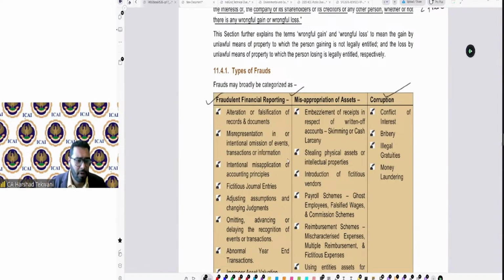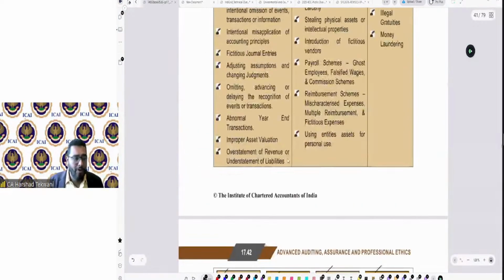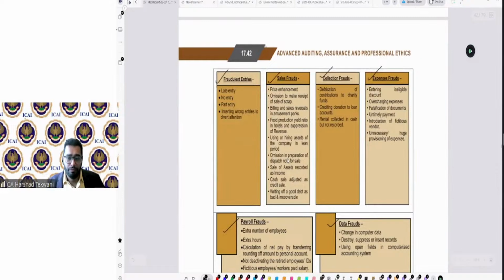Then, based on these categories, there are subcategories, as I told you. Fraudulent entries, like you pass fraudulent journal entries. Sales fraud, for example, you do a sale but do not record it, or you do a sale but the price recorded is less. Collection fraud: you collect the amount but do not deposit it in the company's account, or you deposit it in your own account, then you receive a subsequent amount and apply that amount to some other debtor.